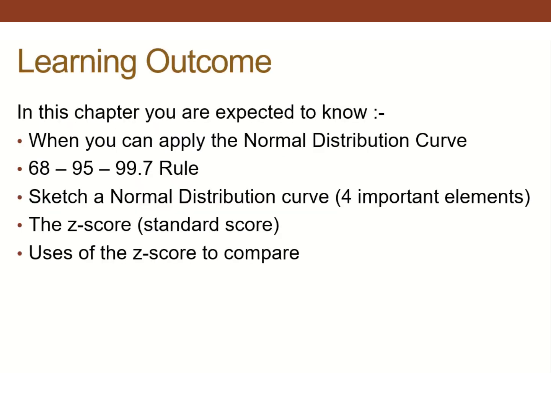So let's look at your learning outcomes for this chapter. When can you apply normal distribution? You need to know when you can apply it and when you don't apply it. But you don't need to worry because the question already states it's normally distributed, so you pretty much know. The second learning outcome is to know the 68, 95 and 99.7 rule, which I will teach you as we go along, and learn how to sketch the curve with all the 4 important elements, how to calculate z-score and how to use z-score to compare. So in this video, I'll be going through all the learning outcomes in this chapter.